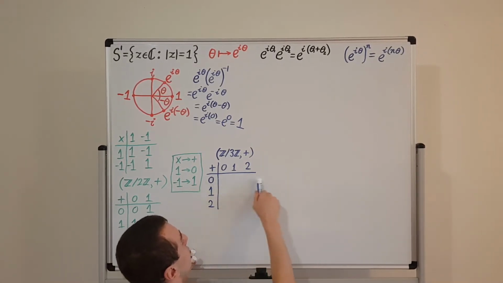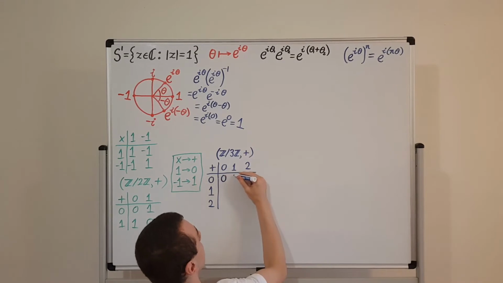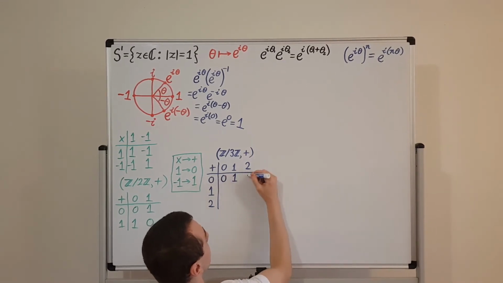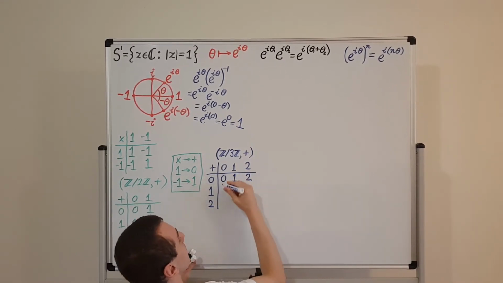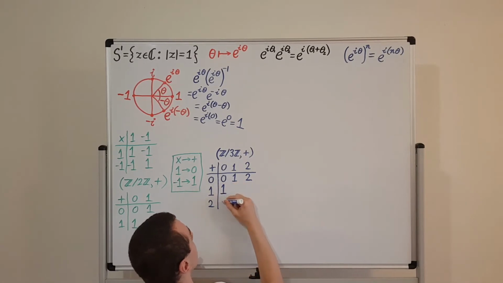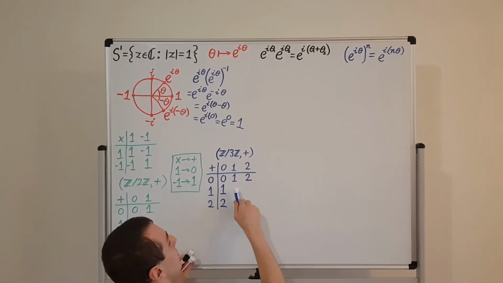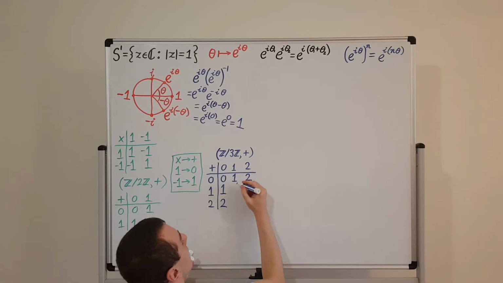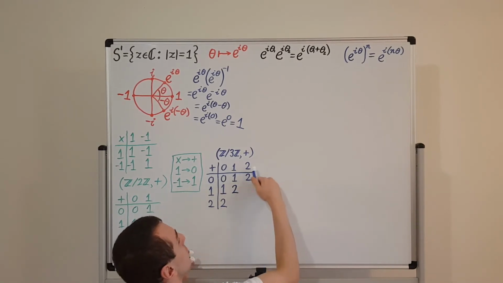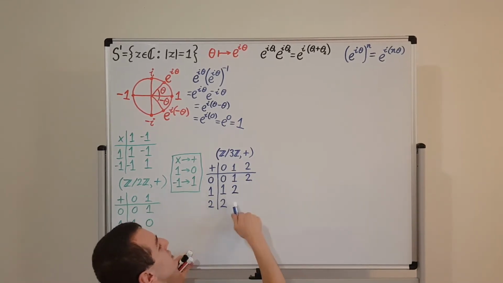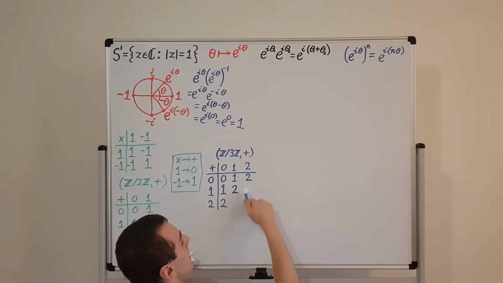Now, this first row is going to be identical to the header because we're just adding 0. And that's the same for this column. We're going to have 1 and 2 over here. Now, let's have a look at what happens over here. We have 1 plus 1, that's 2. Then we have 2 plus 1, and 1 plus 2, that's these guys over here. They're going to be equal to each other.